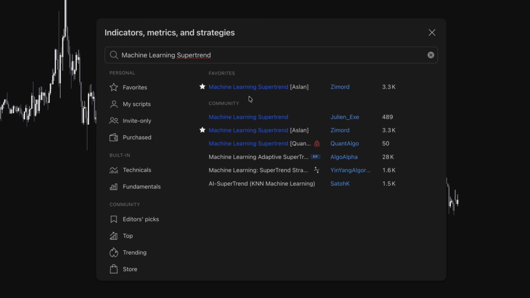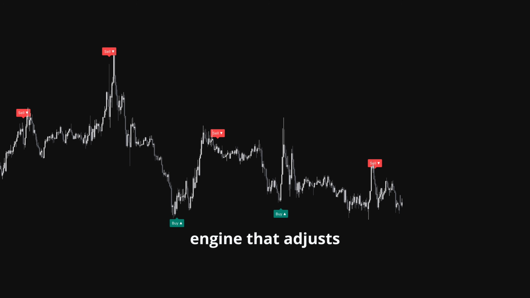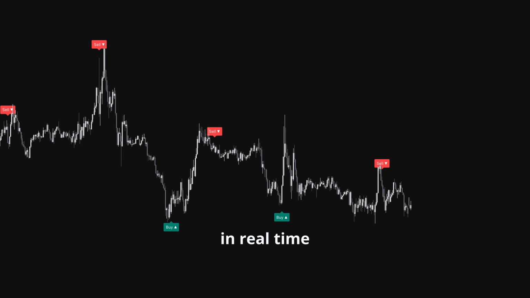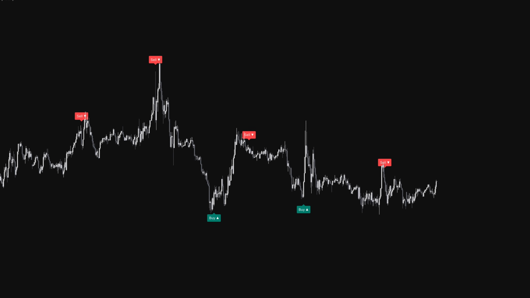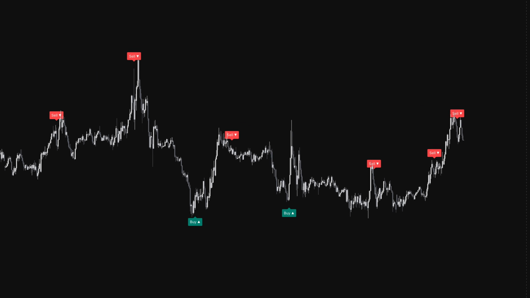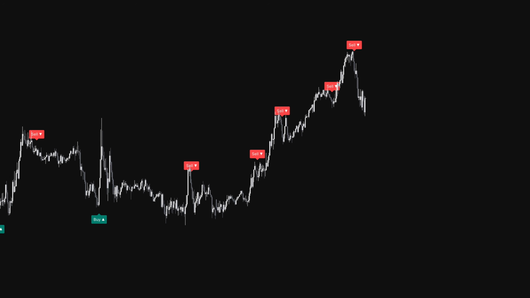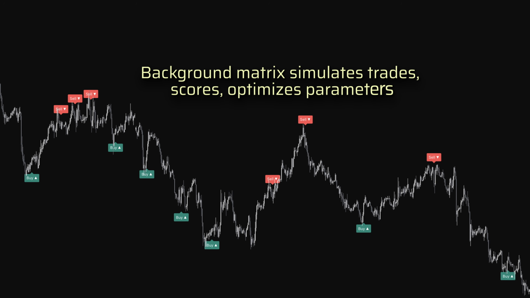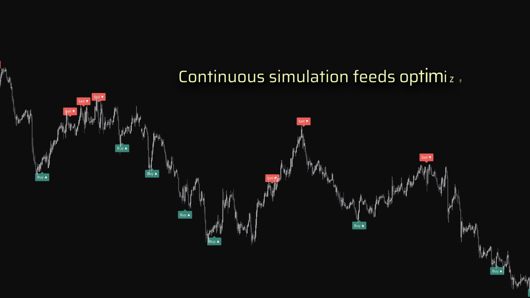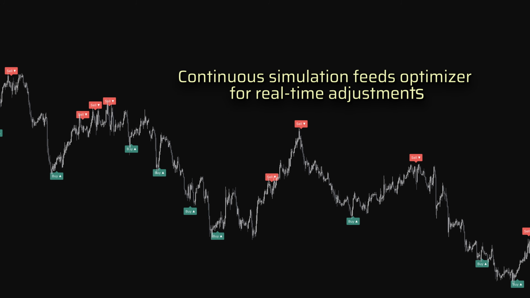Machine Learning Supertrend is a self-tuning adaptive supertrend indicator built around a continuous background optimization engine that adjusts its own parameters in real time based on simulated trade performance. The foundation is a standard ATR-based supertrend, but the bandwidth and smoothing period adjust themselves over time rather than staying fixed. A background test matrix continuously simulates long and short positions, scores the results, and feeds those findings into an optimizer that proposes parameter changes, bar by bar.